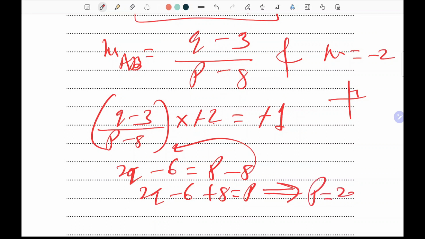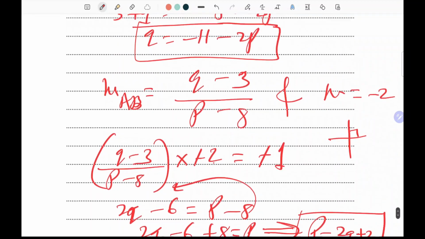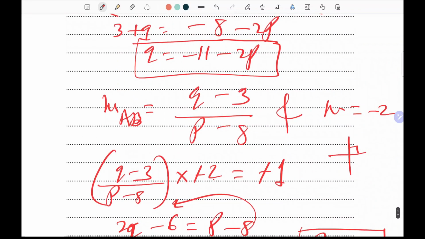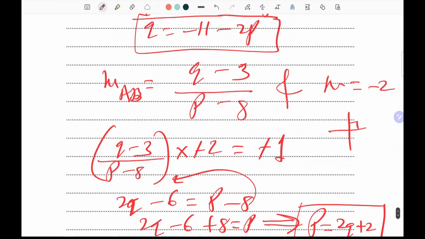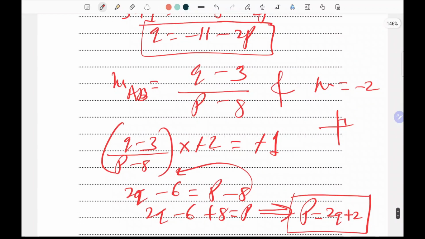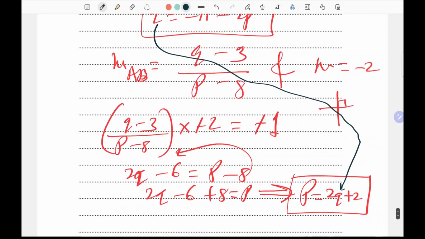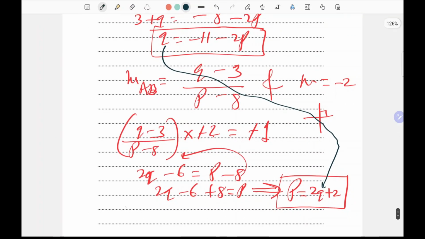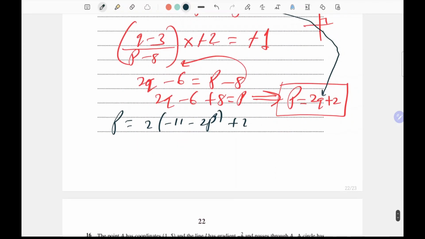So p equals, I will get 2q plus 2. That's great. So we have one equation, and another equation is q is minus 11 minus 2p. So guys, just put this q here. Okay, so how it will be, let me write here. So this is p, this is 2, and the q is minus 11 minus 2p and plus 2, right?